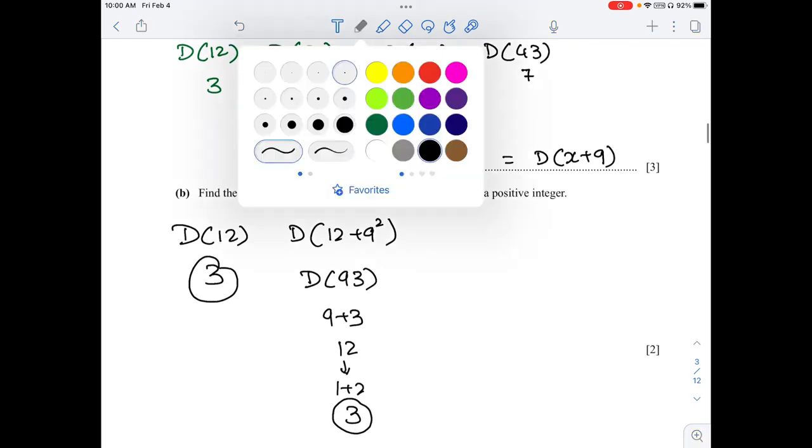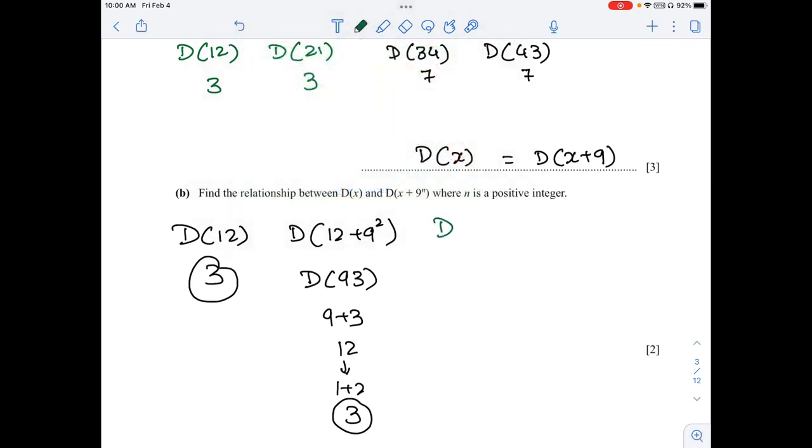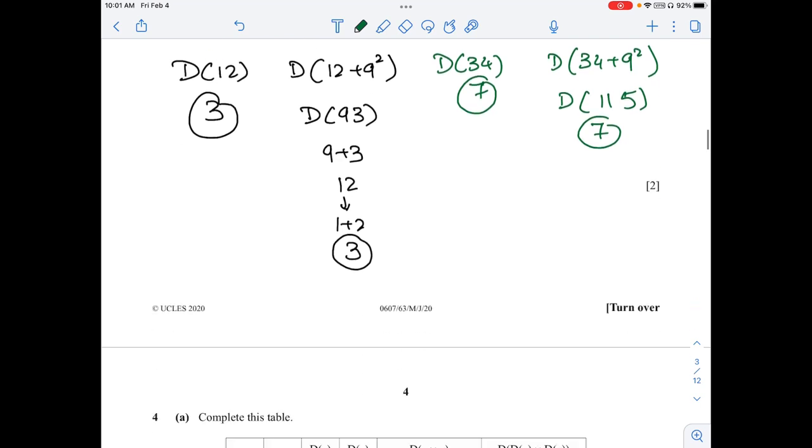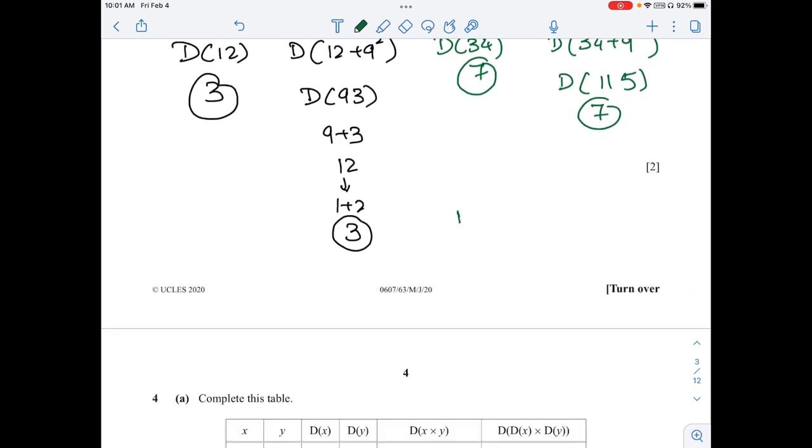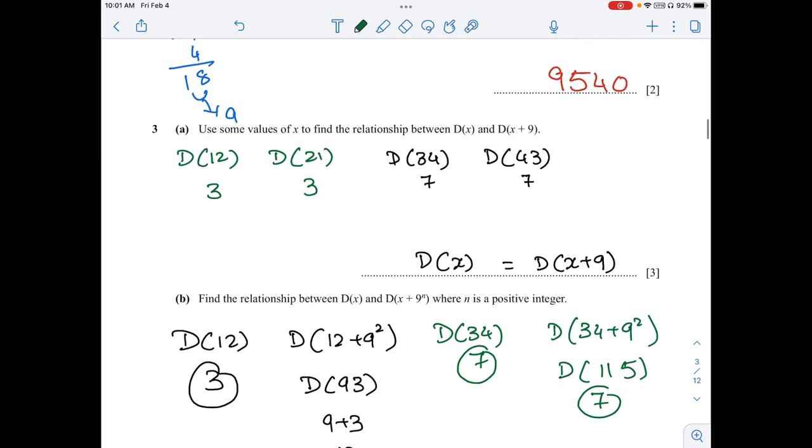We take the other example also. Digital root of 34 is 7. Digital root of 34 plus 9 square: 34 plus 81 is 115. We can see that its digital root is 7. So we see that they are equal. So what is the relationship we got? Digital root of x is equal to digital root of x plus 9 power n, n is greater than 1. If n is 1, it was the previous one.